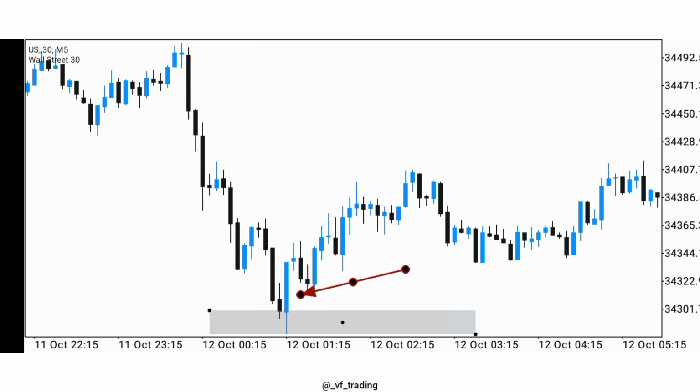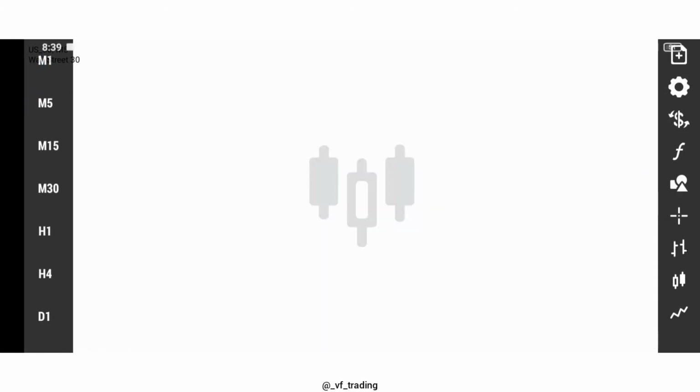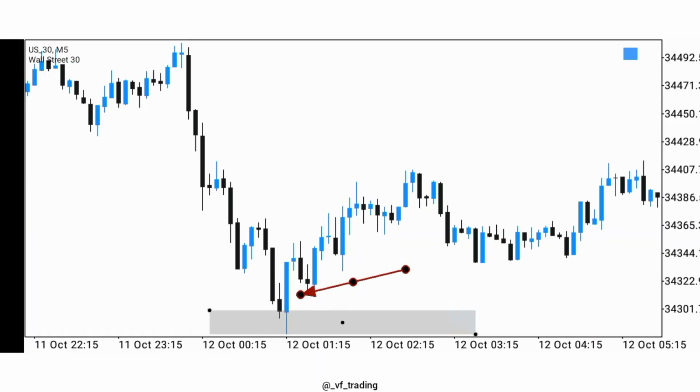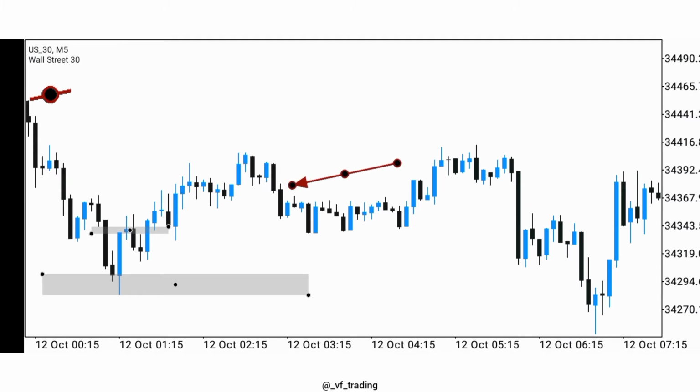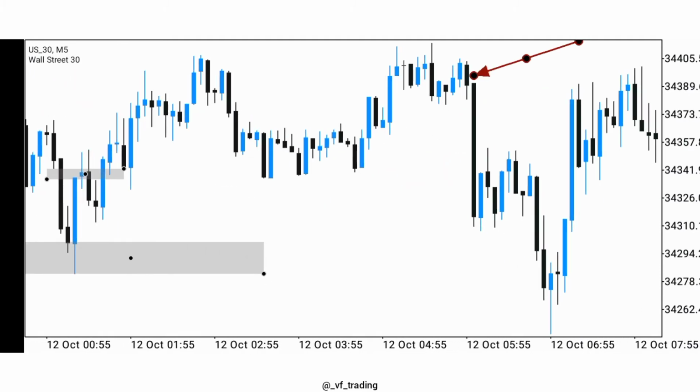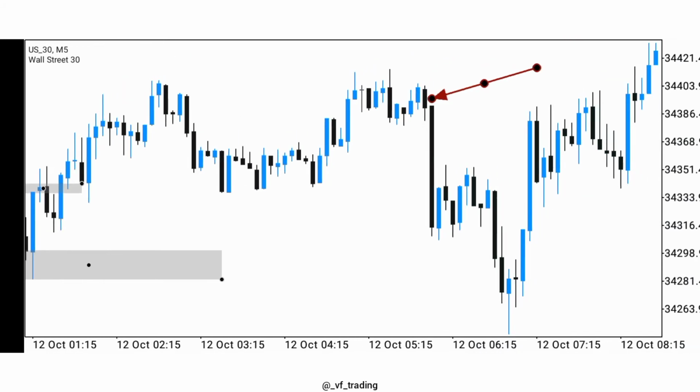How you would trade this is you would enter at the close of the bullish candle right here. This here would be your entry, and your stop loss would be placed below this wick. And as anticipated, you get upwards movement. It's not the best momentum shift, but you get the idea.